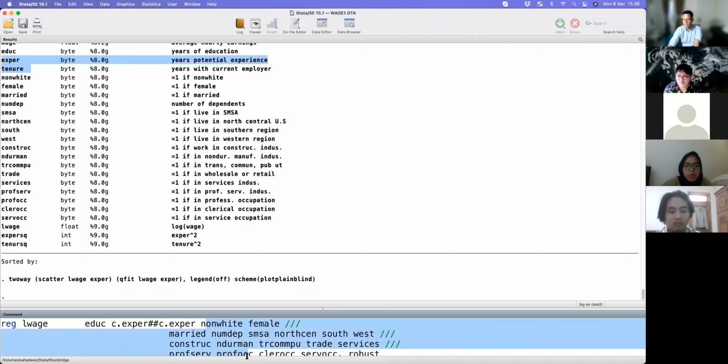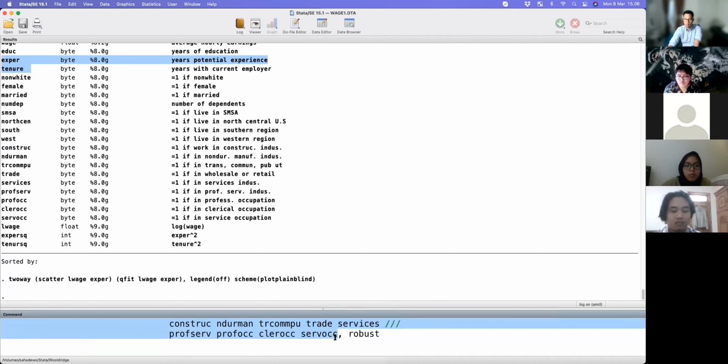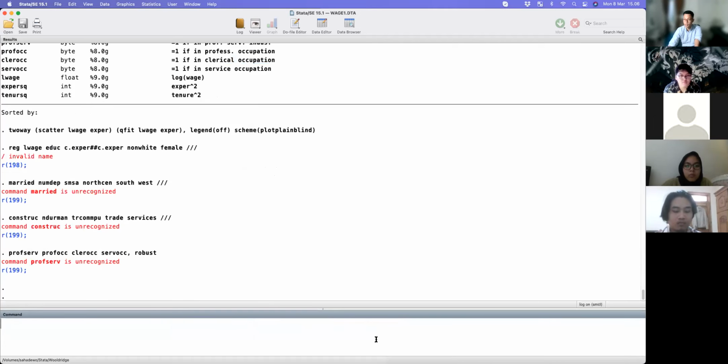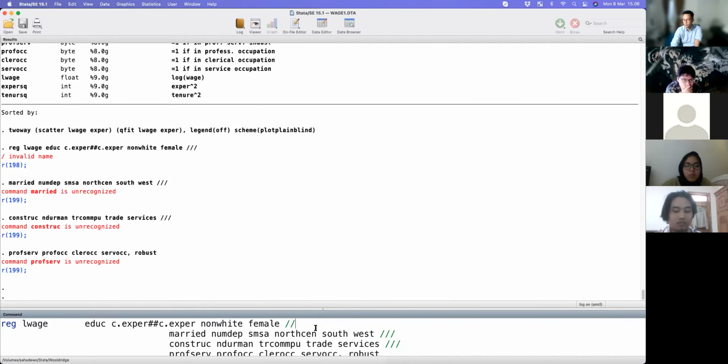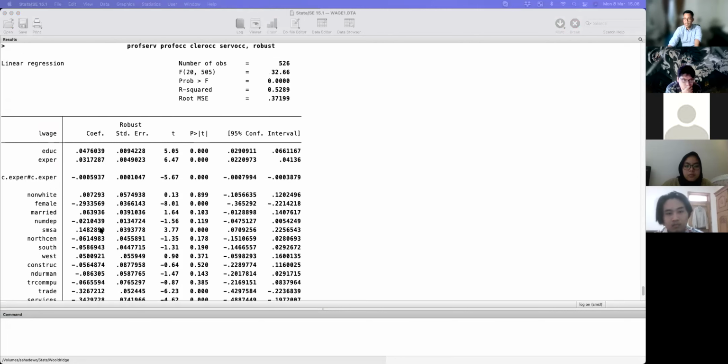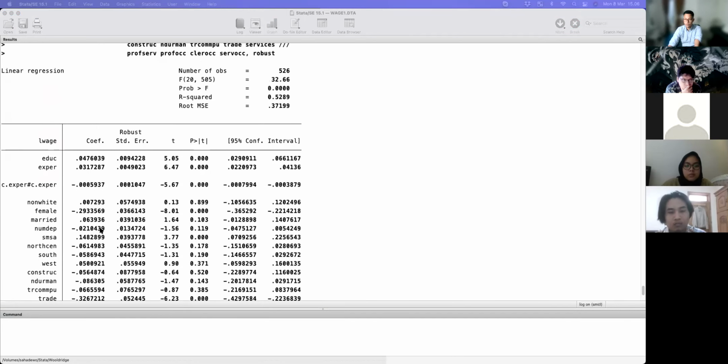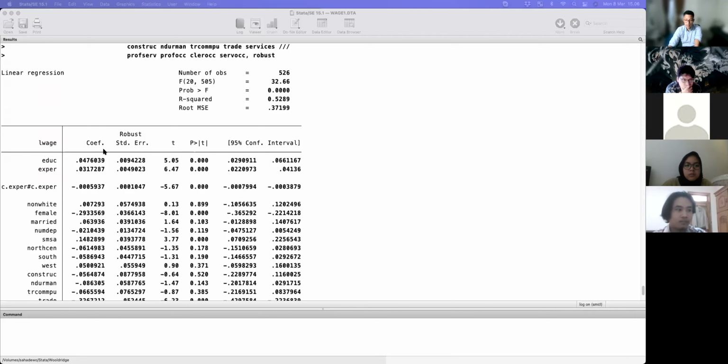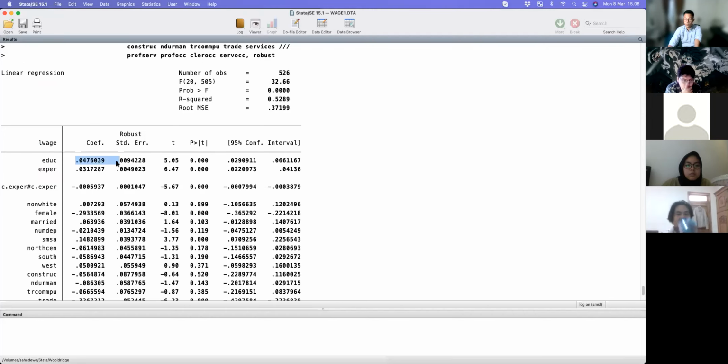Then I have all the other control variables in the model, and I'm going to use the robust option to control for general forms of heteroscedasticity. Oops, actually I cannot do that, so I have to get rid of this. Basically, I'm just going to do this. Now, before I do the interpretation of experience, does anyone want to help and interpret the estimated coefficient for education?